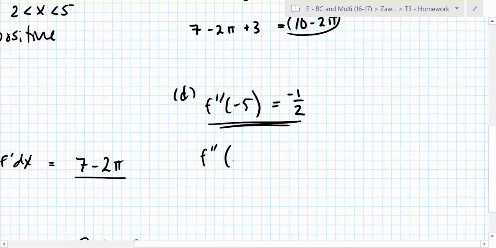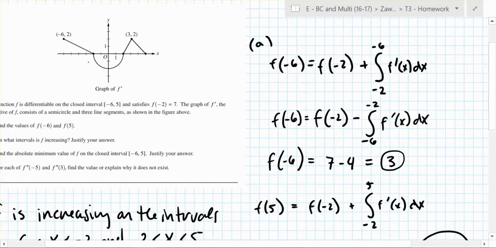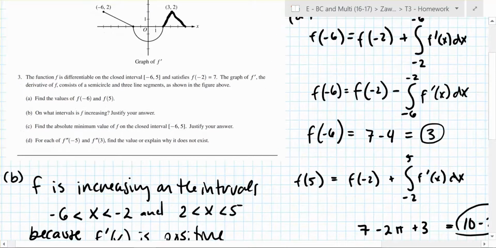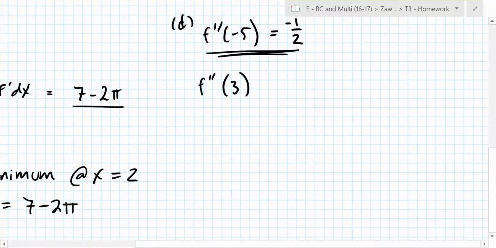So f double prime of 3, if we go back up to the graph, you can see that at 3 there's a corner point. So there's one segment coming into it with a positive slope and one segment coming out of it with a negative slope. So it says in the question, find the value or explain why it does not exist. So this is a point where the double prime does not exist, so our second derivative doesn't exist, and we would want to give a justification.